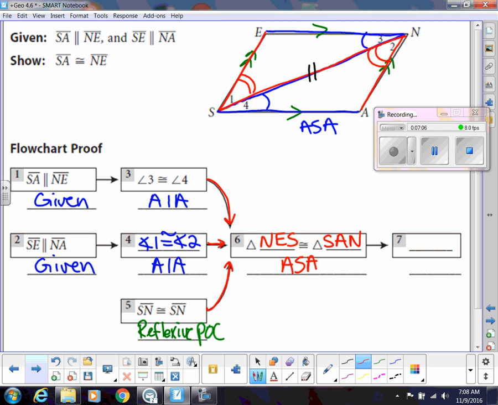So we showed that those triangles are congruent, and remember what we're trying to prove. We're trying to prove that SA is congruent to NE. And what is that new theorem? CPCTC. We know that's true because they're parts of those congruent triangles. All right, so we're going to be doing more proofs in class, and please feel free to ask questions if you don't understand that new theorem.